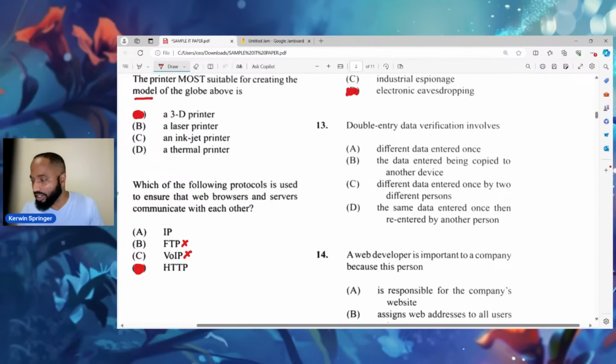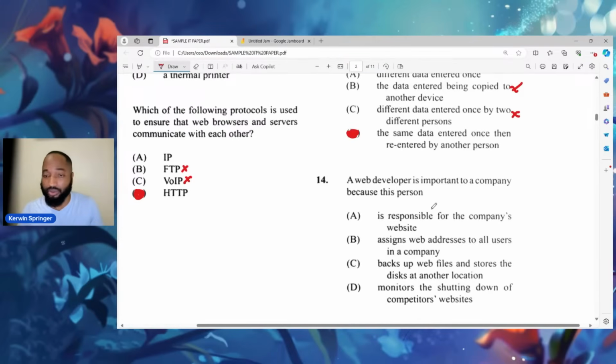Double entry data verification involves what? Different data entered once. Double entry data verification. No, the same data entered being copied to another device. No. Different data entered once by two different persons. Once you just enter the same data twice, and then by another person, I don't know if it's by another person or the same person could do it at another time. But D.